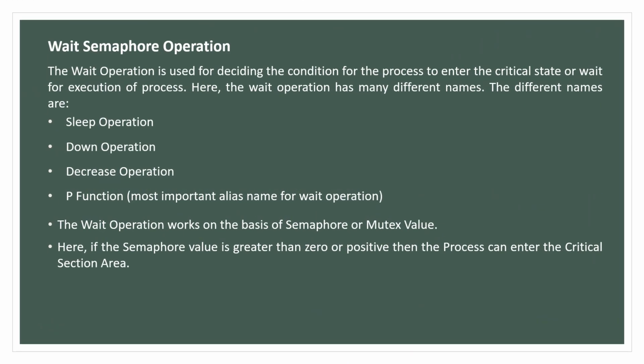Wait semaphore operation. The wait operation is used to decide the conditions for a process to enter the critical section or wait for execution. Other names for the wait operation are sleep operation, down operation, decrease operation, and P function. The most important name for the wait operation is the P function. The wait operation works on the basis of a semaphore or mutex value.